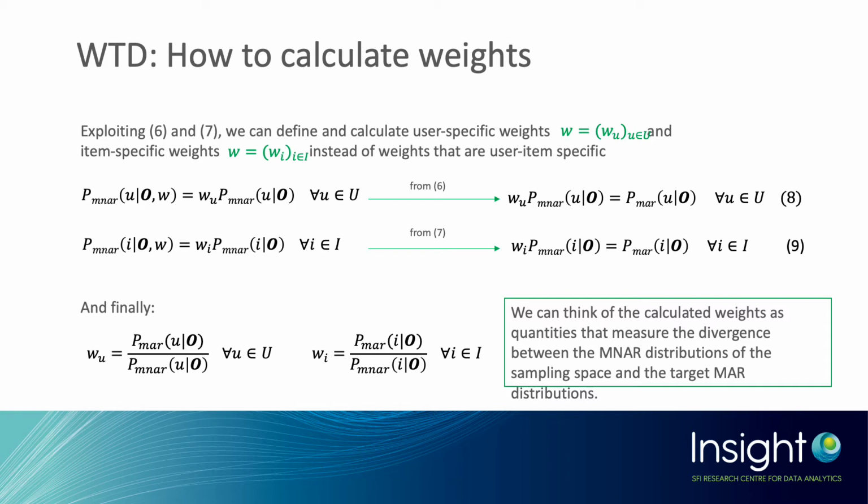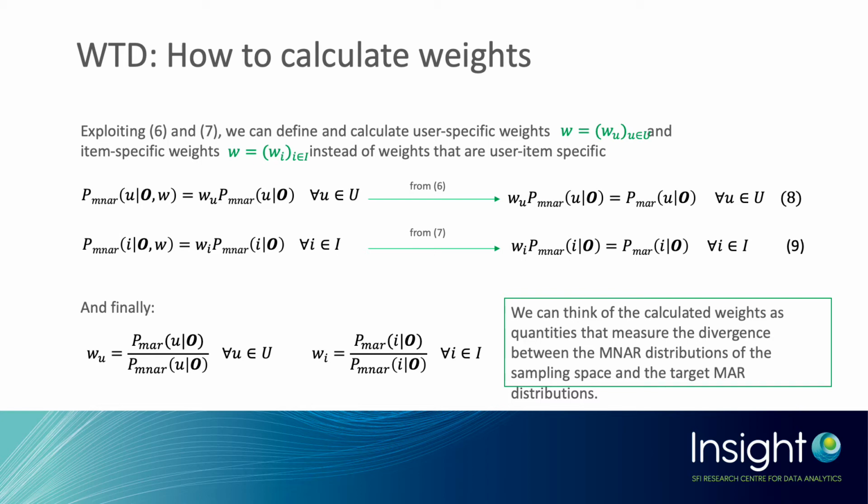Thanks to Formulas 6 and 7, we can define and calculate user-specific weights and item-specific weights instead of weights that are user-item specific. How? Well, let's consider a specific user U. We express her weighted MNAR posterior by the product of a specific user weight WU and the original MNAR posterior that is calculated from the MNAR data. This choice of modeling the weighted MNAR posterior of user U is arbitrary. Indeed, we could have used other ways. We plug this definition into Formula 6 and we obtain Formula 8. We use the same approach for a specific item and we get Formula 9. Now, we just have to reverse Formulas 8 and 9 to get the formulas of how to calculate the user-specific and the item-specific weights.